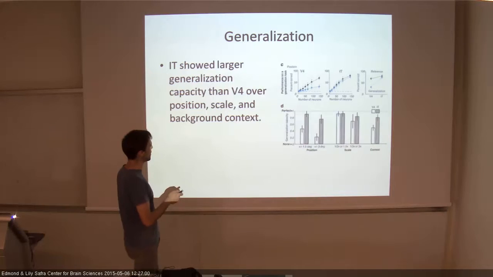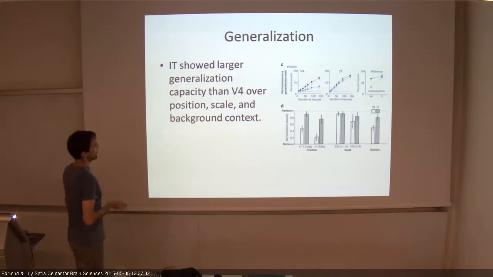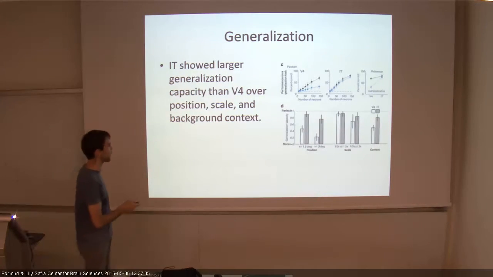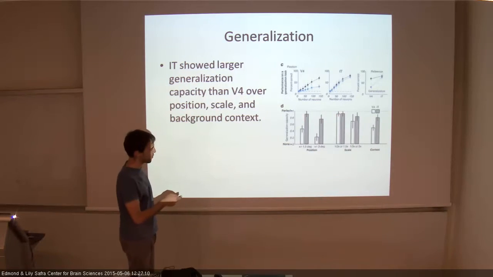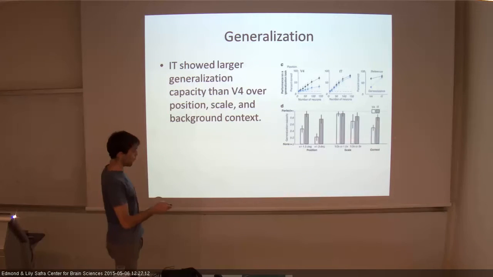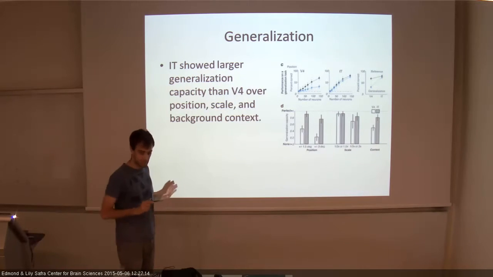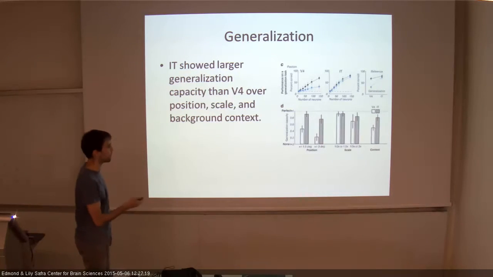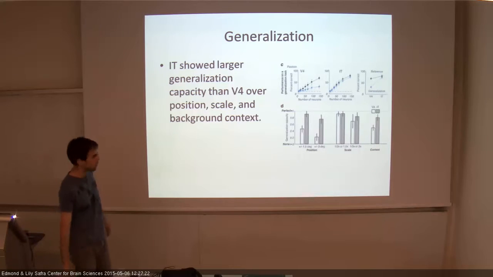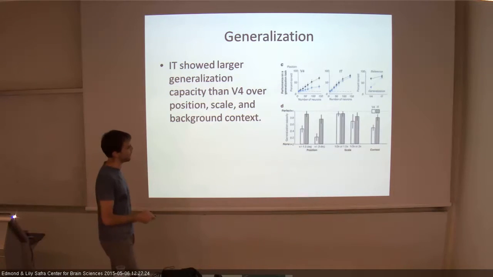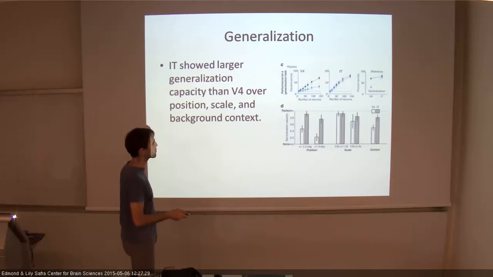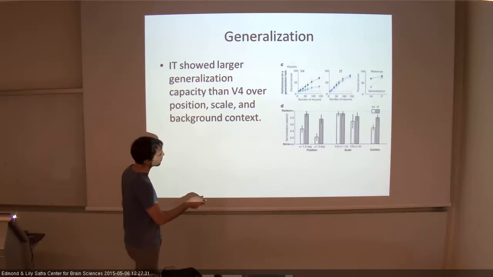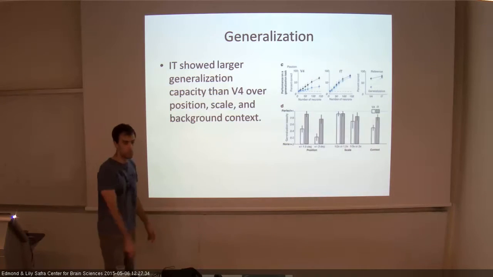Moreover, they tried to divide this performance to a generalization capacity of each and every change that they did. So you can see that IT generalized very well over position, and both V4 and IT generalized very well over scale. It's not so surprising, since V4 is not the lowest level in the hierarchy, so it does have some elements of generalization. What's more interesting here is the fact that IT generalized pretty well over context.